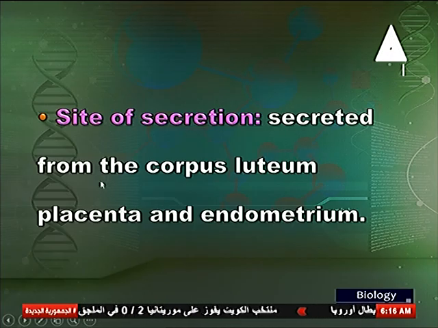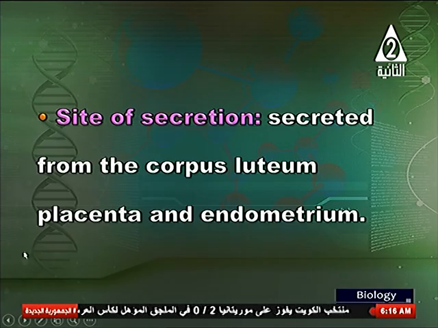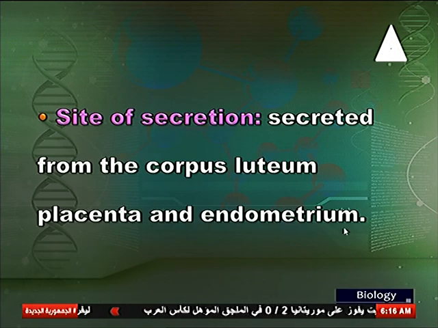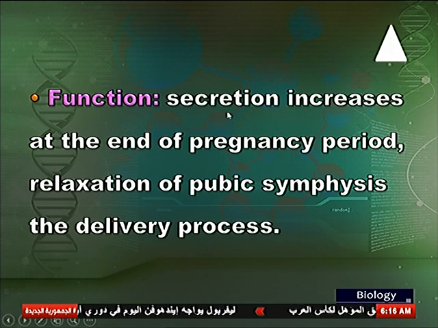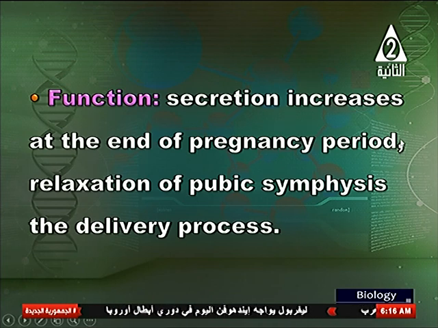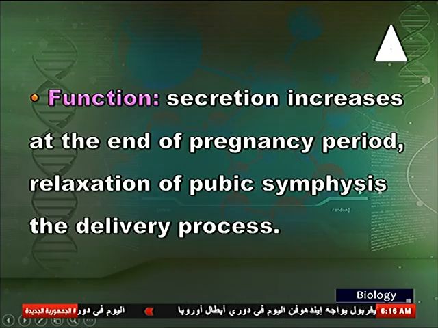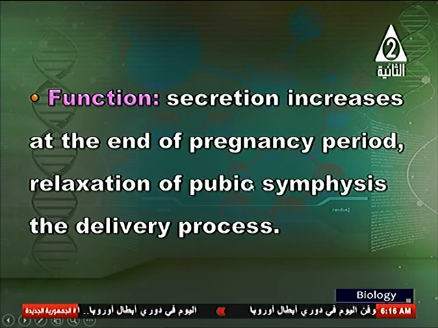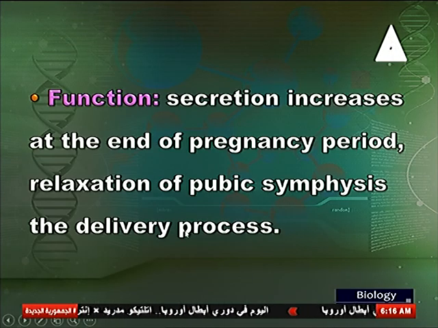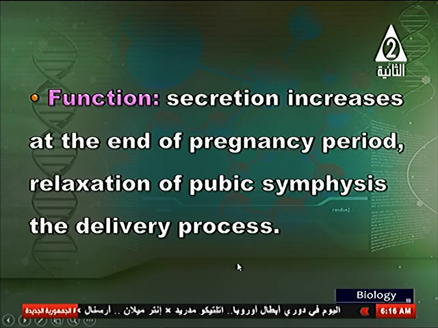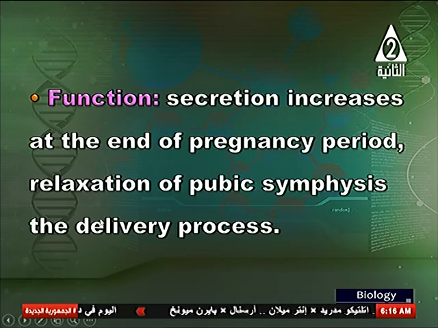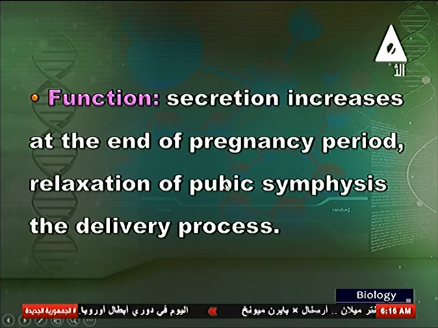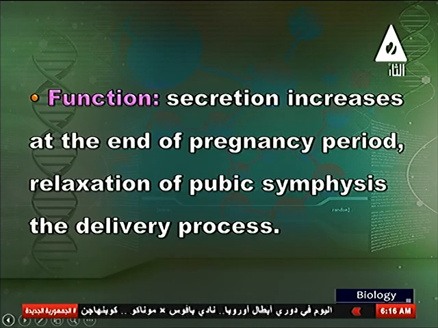It is secreted from the corpus luteum, placenta, and endometrium. Function: its secretion increases at the end of the pregnancy period, causing relaxation of the pubic symphysis. You study it in chapter 1, in the delivery process. So it helps in the delivery process. And this is what makes the pubic symphysis in women larger than that in men.